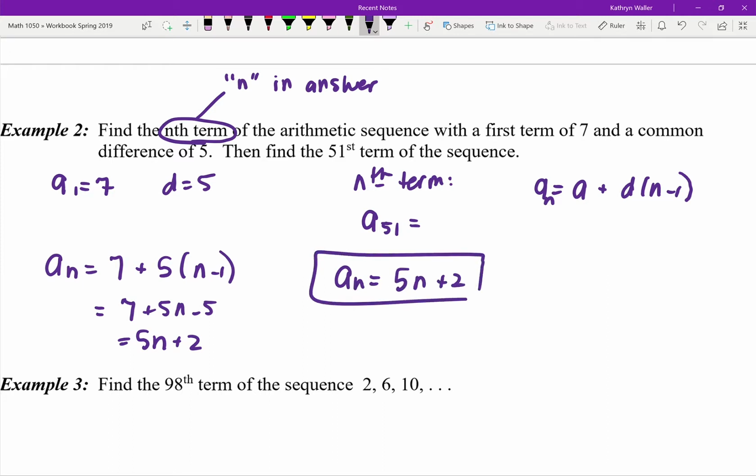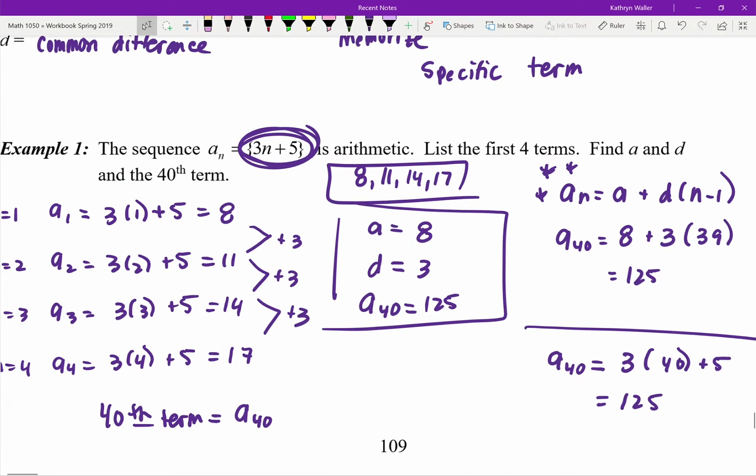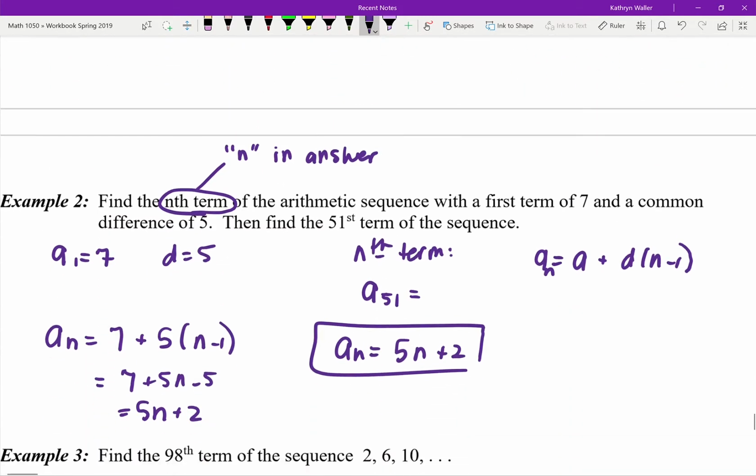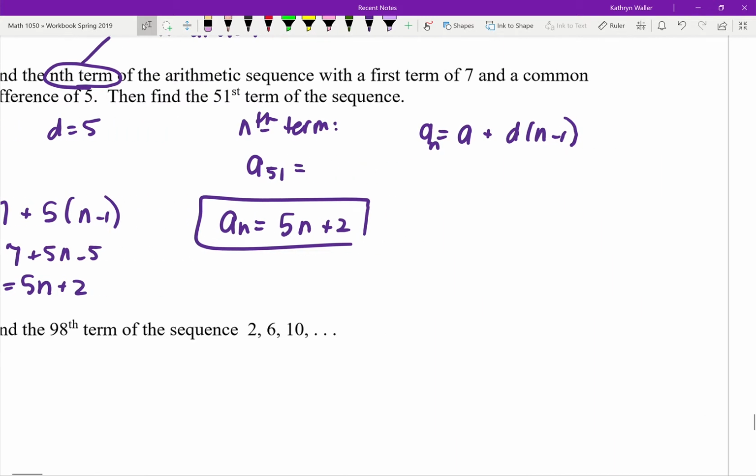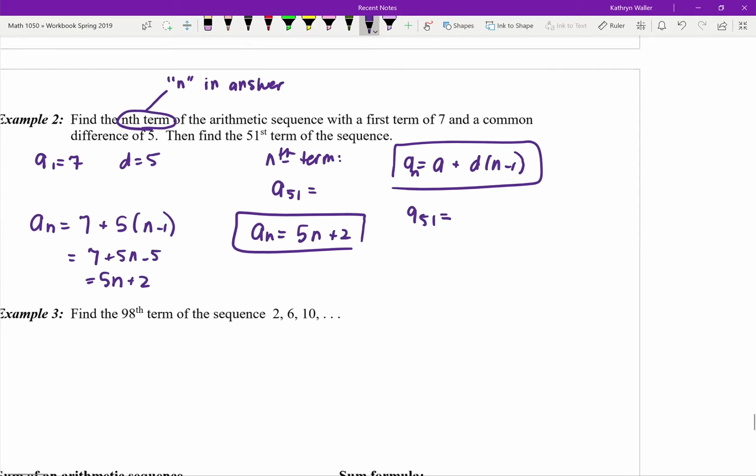Okay, that 5n plus 2 is exactly what they gave me on the problem above. But I didn't have to figure it out for that one, but I did have to figure it out for this one. Okay, to find the 51st term, you have two options. You can put 51 in for n in that formula right there. I would rather you not do that. I would rather you use this guy right here. Okay, so let's go a sub 51 is the first term, which is a 7, plus the common difference, which is a 5.